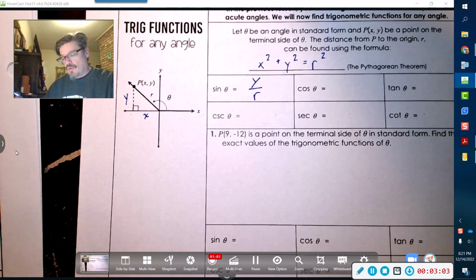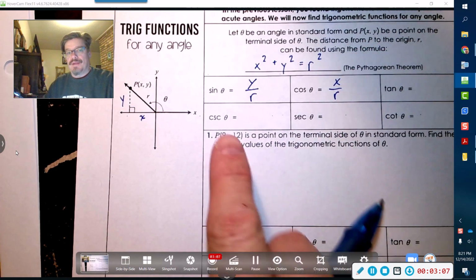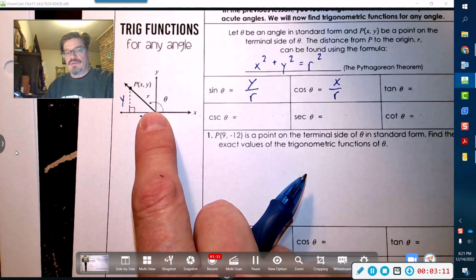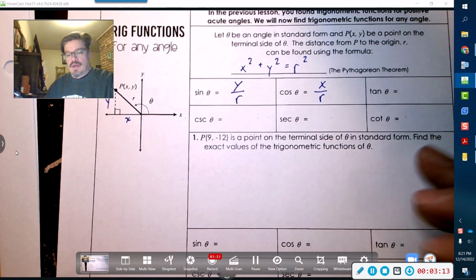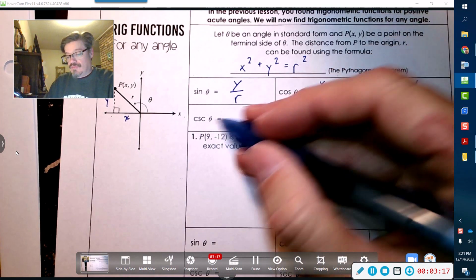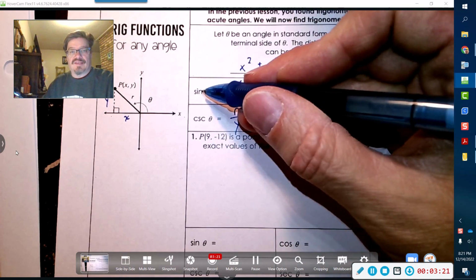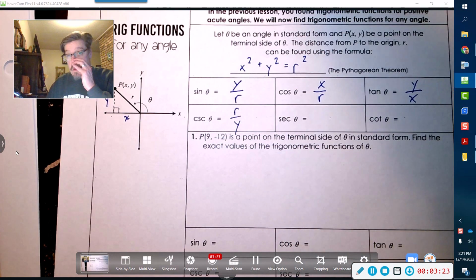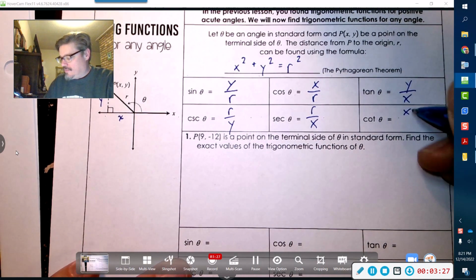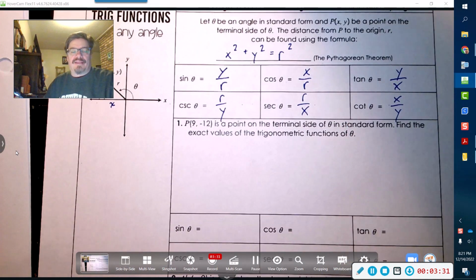All right, now cosine is going to follow suit, but it's going to be the x coordinate over r, because you can see here that this would be the adjacent side to this angle. Okay, tangent is going to be the same thing. It's going to be y over x. Cosecant would just be r over y, because remember cosecant and sine are just reciprocals of each other. And likewise with the others. Okay, and then cotangent would be x over y.